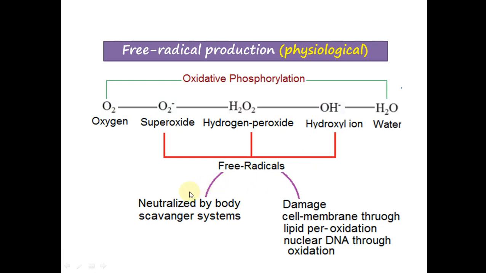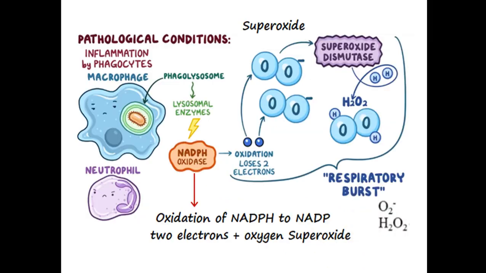Normally, these free radicals are neutralized by the body's scavenger mechanisms that we are going to discuss in the next slide. But if the production of free radicals is excessive, they will cause damage to the cell membrane through lipid peroxidation, damage to the nucleus through oxidation of the nuclear DNA, and oxidative modification of various structural and functional proteins.